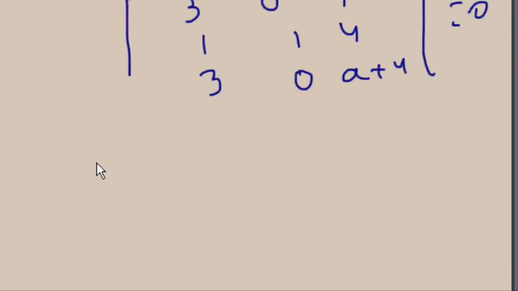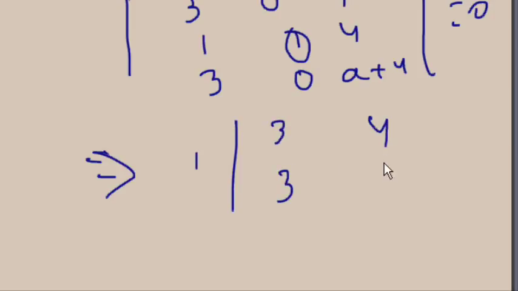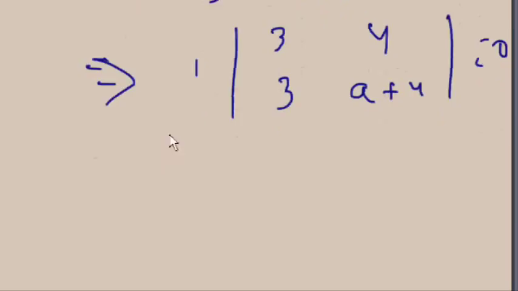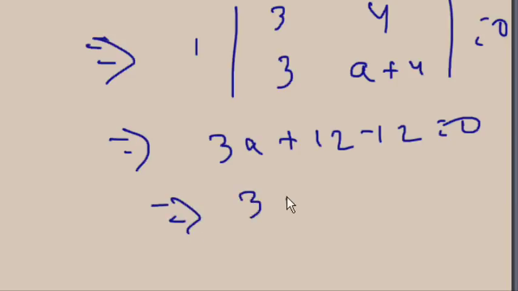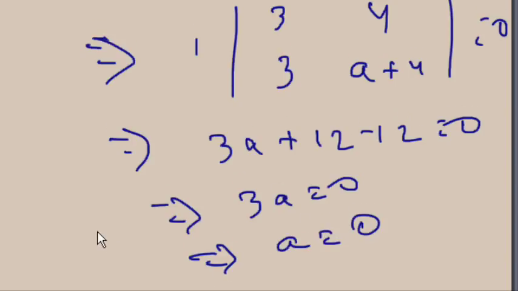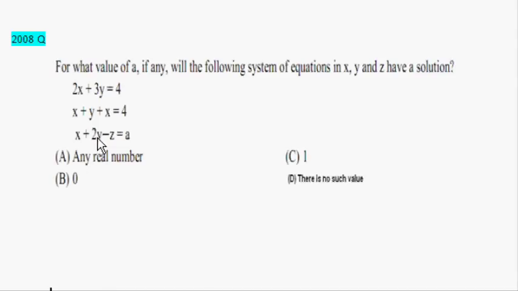This means expanding across this, 1 into 3 3 4 and A plus 4 is equal to 0. This means 3A plus 12 minus 12 is equal to 0. This means 3A is equal to 0. This means A is equal to 0. So A should be 0, then only you will get a solution. So A should be equal to 0. So B is the correct answer.